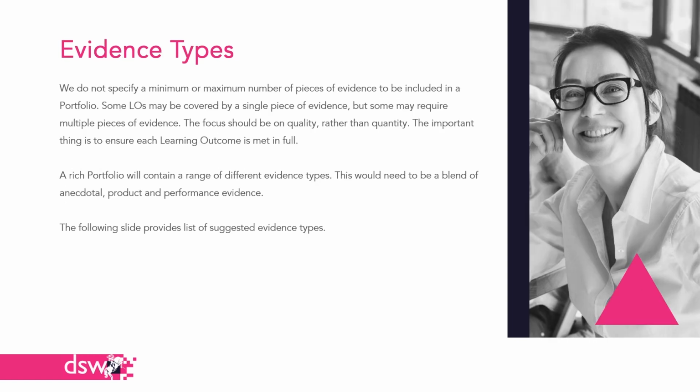Evidence types. We don't specify a minimum or maximum in terms of pieces of evidence which can be included in the portfolio. One piece of evidence could span several learning outcomes, and there may be some learning outcomes which require several pieces of evidence in order to meet them fully. A piece of evidence might be a single document, or it might be a folder containing a number of documents which link together. We're looking for quality rather than quantity, having the apprentices think about examples of specific situations they've been involved in which would allow them to demonstrate multiple areas of the standard using a range of evidence types. We'll go now on to different types of evidence.